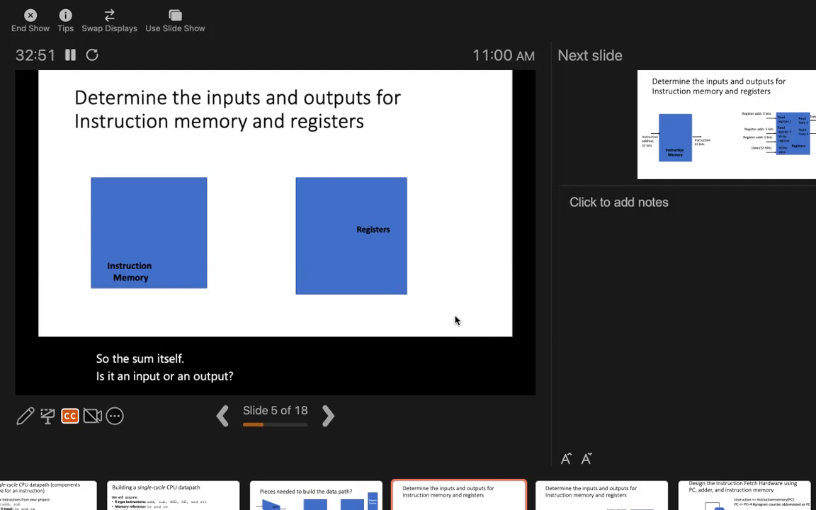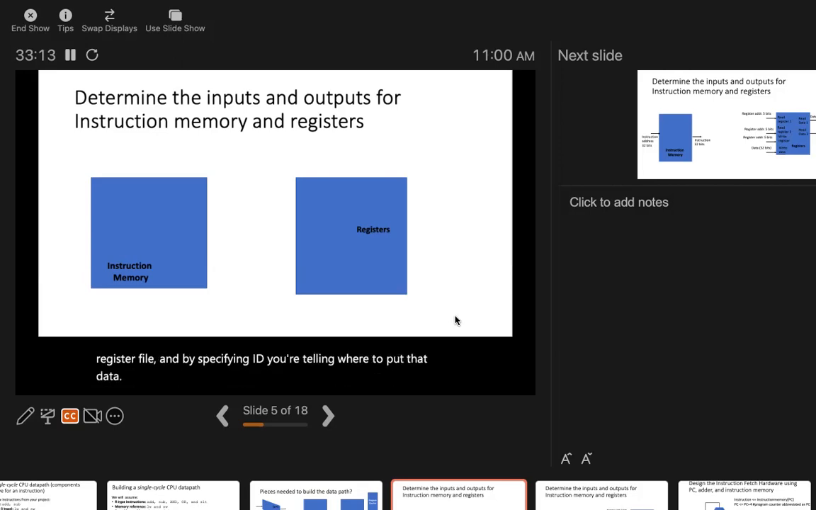It's an input, right? I want to store it back in the register RD. So since I want to store a value back, I need to use the sum as an input. So there's going to be some sort of data that is going into your register file. And by specifying RD, you're telling where to put that data.